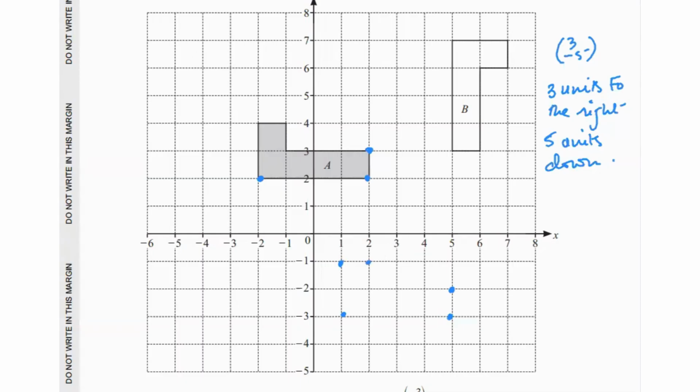So as you can see, the shape remains exactly the same. The size of the shape is not changing. The direction of the shape is not changing. It's still in the same direction. What's changing is that it's moved either up or down, left or right, depending on what the translation vector is.